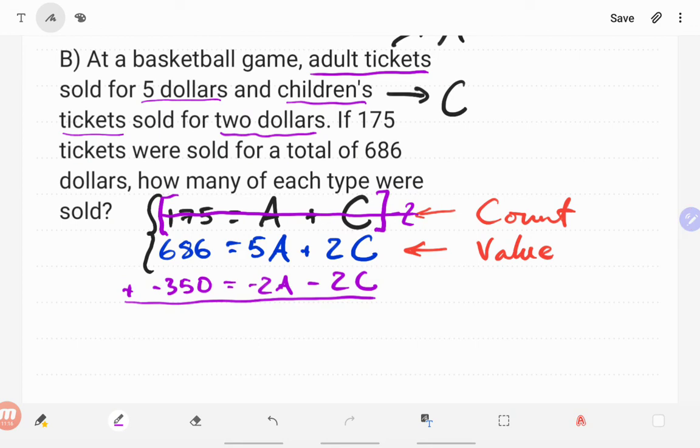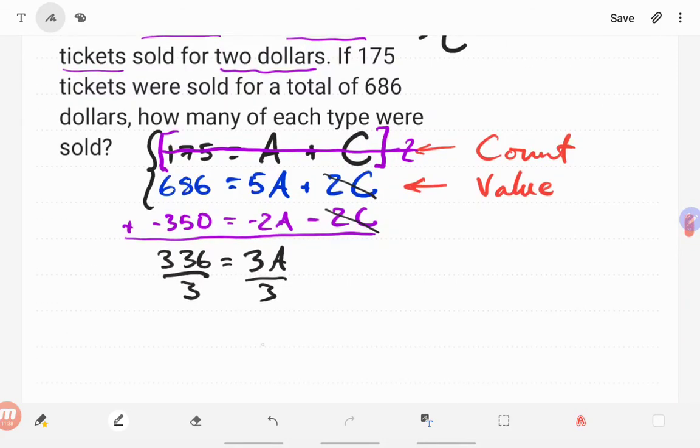So now we just get to add straight down. We see that these guys right here, they cancel, right? This cancels out. I'm left with 3a is equal to, well, 686 minus 350. That just gives us a solid 336. Divide both sides by 3 to solve for our variable a. And we get a equals 336 divided by 3, which is, in fact, 112. There were 112 adults at this basketball game.